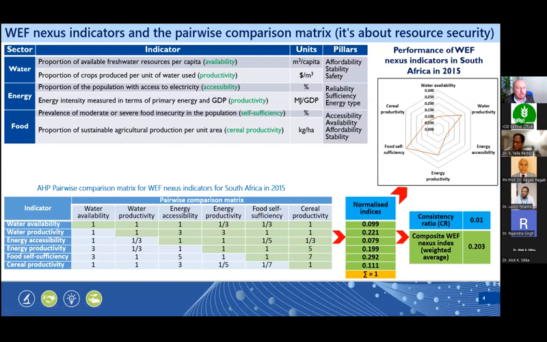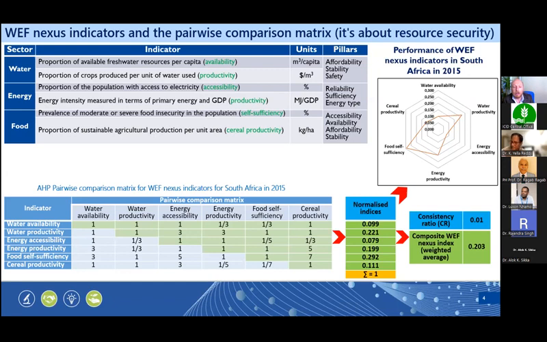Therefore, we said those indicators speak to availability, productivity, accessibility, and self-sufficiency. So we selected those indicators in the water sector that speak to water security. The same applies with energy, the same applies with food. As you can see in water, the proportion of available freshwater resources per capita, and so forth. I'm not going to read all those indicators. I believe the presentation will be shared with everyone.